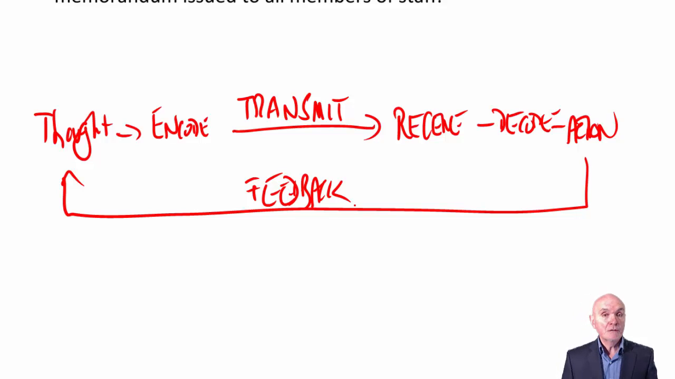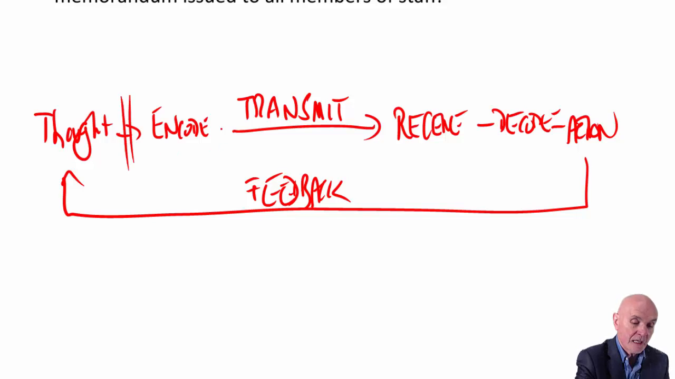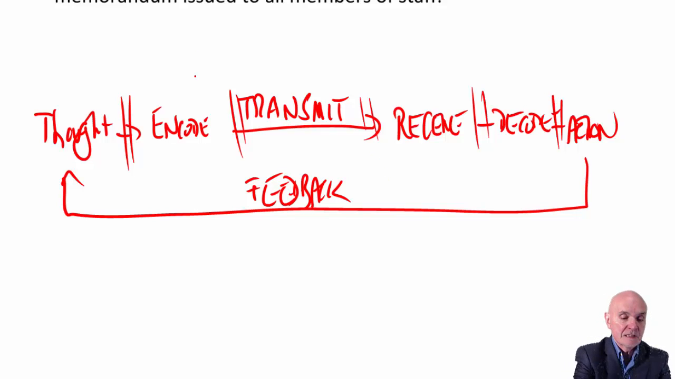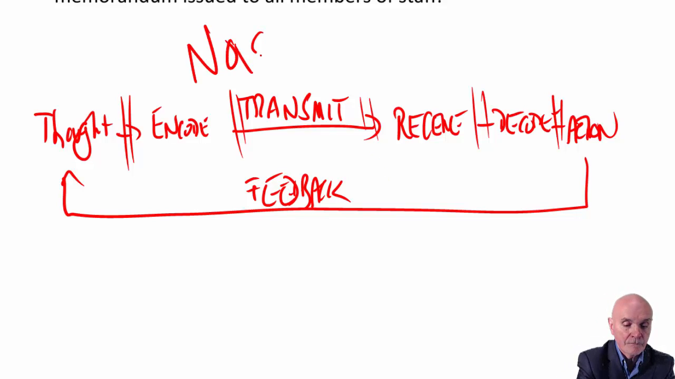Maybe when you decode it, you misunderstand it. You get the wrong end of the stick from it. Maybe the action you take is inappropriate, maybe coming from the misunderstanding and so on. So at each of these stages you have the potential of what's called a barrier to communication. Sometimes it's given the name of noise.